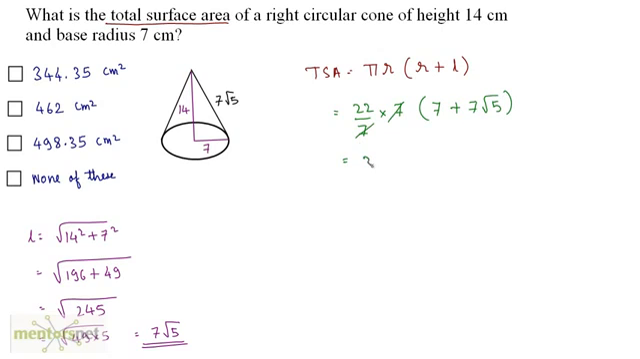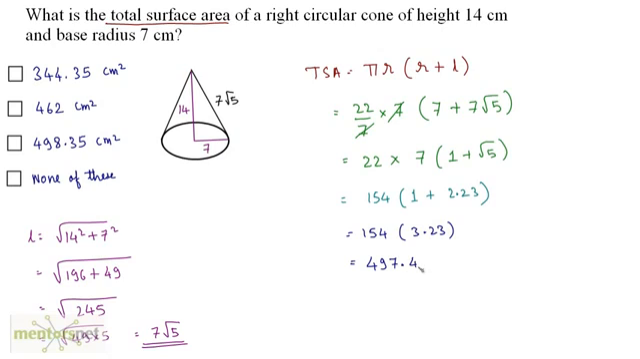This 7 and this 7 get cancelled out. We have 22 times, if I take 7 common from this term, I get 7 times 1 plus root 5. So we have 22 times 7, that is 154, times 1 plus the root of 5. Well, the root of 5 is equal to 2.23. You should better remember that. Most people remember roots up to 5, 6. So I have 154 times 1 plus 2.23, which is 3.23, and that will come out as 497.42. Well, this one is closest to option C. You would have got 498.35 had you taken this root of 5 to 3 decimal places.